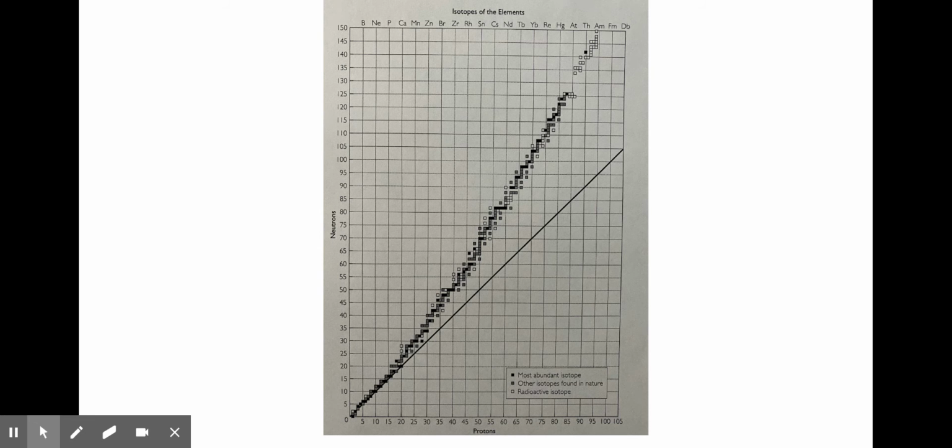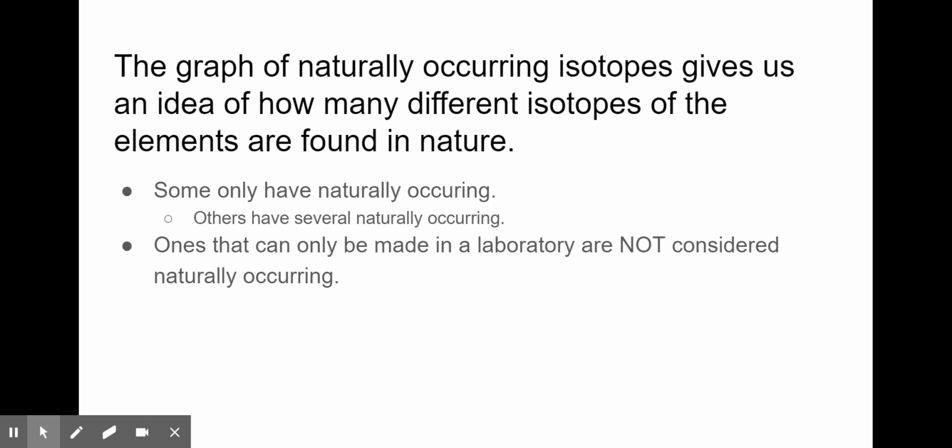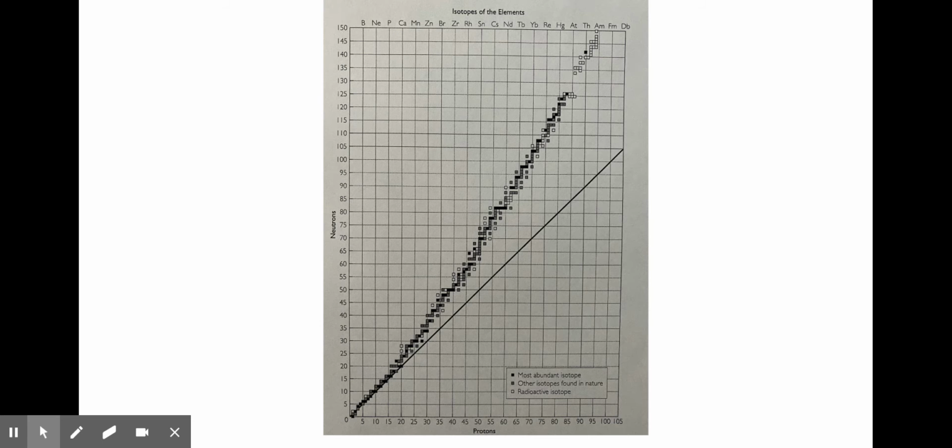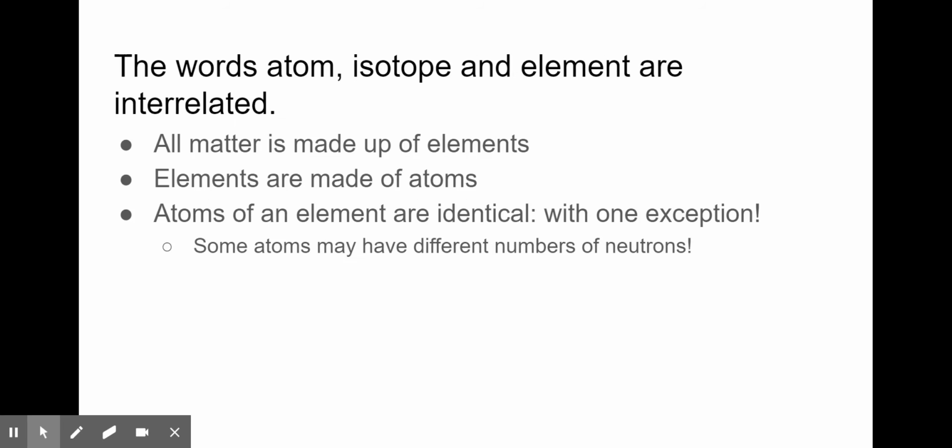If you look at the key, the black represents the most abundant isotope of that element. The gray are other isotopes found in nature, so those are naturally occurring. And then the white boxes represent radioactive. Ones that can only be made in the laboratory are not considered naturally occurring. Those are the ones that you will see as white. For the most part, on the right-hand side of your chart, those white ones are made in a laboratory.